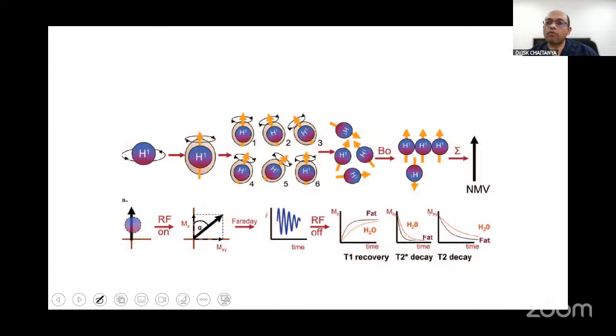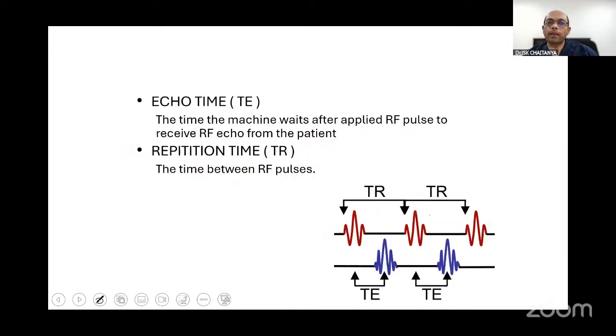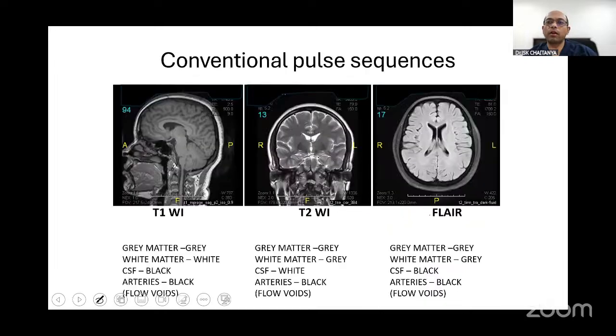Based on how frequently we are giving these pulses, how much time we are leaving between the pulses, and how the energy is being captured, there are different modalities of imaging which are being done. That is, as I said, T1, T2, DWI, susceptibility weighted images, all these things. So this is the basic method of how an MRI is done.